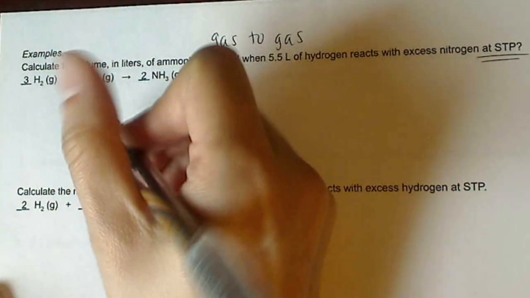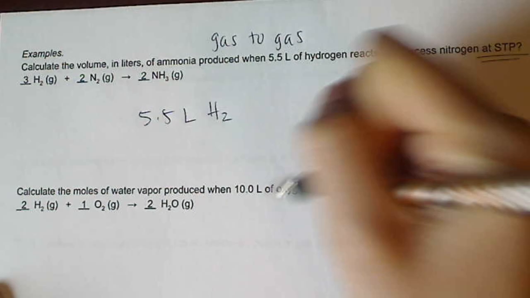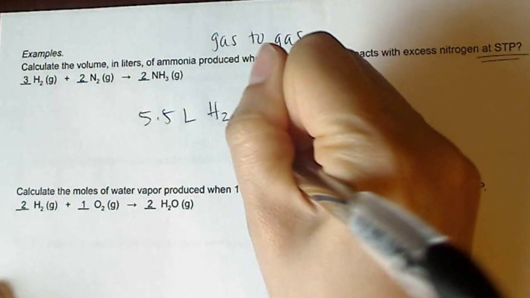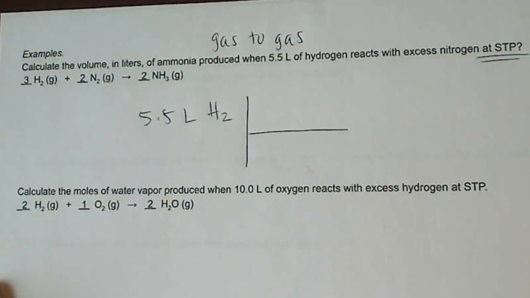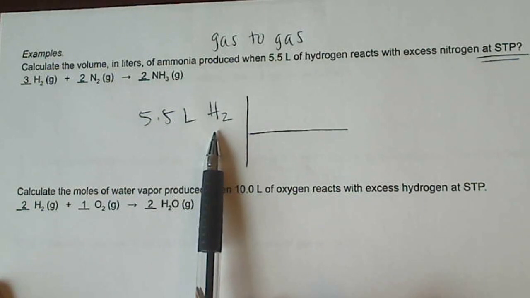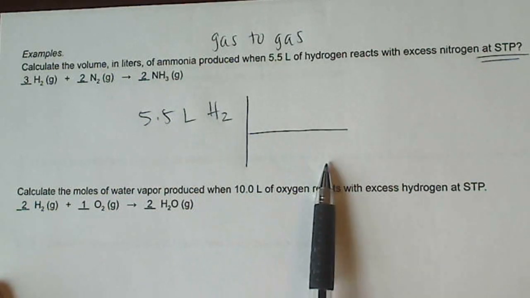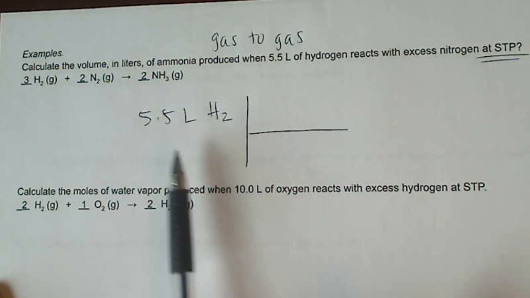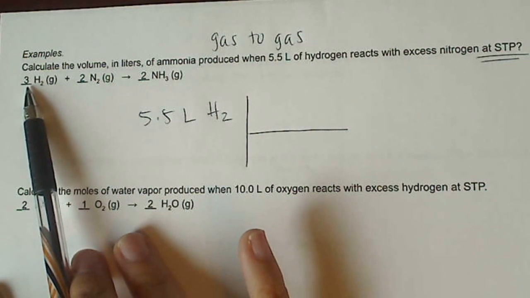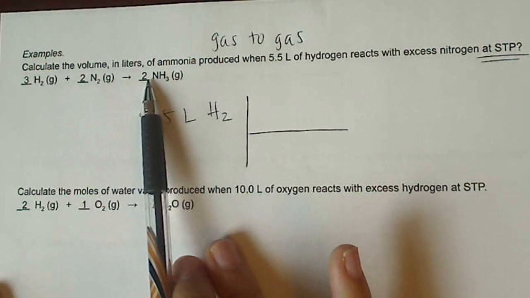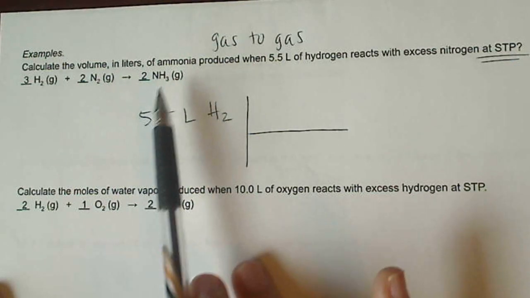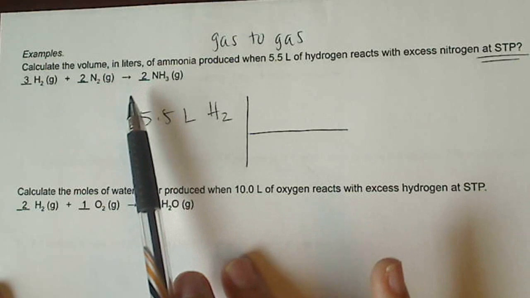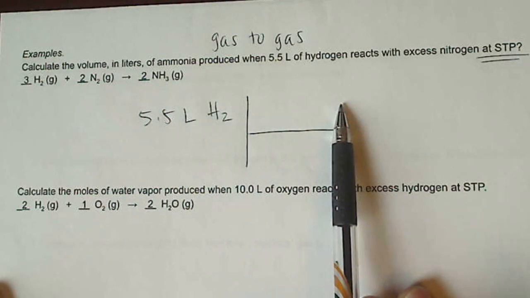With gas-to-gas problems, all you need to do is look at that mole ratio. Here I'm given 5.5 liters of hydrogen. I'm going to set up my train track. Since I have hydrogen up here, I'm going to cancel out using hydrogen down here, and my unknown is ammonia, so ammonia is going to go up here. We have to look at the mole ratio. There are 3 hydrogens for every 2 ammonias.